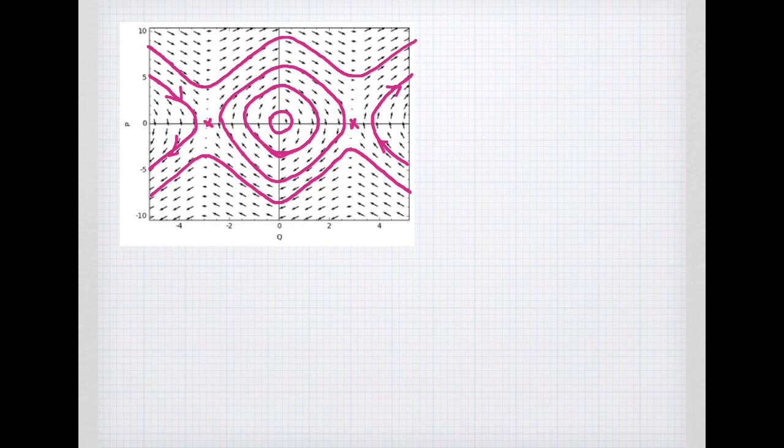So if I label the direction of motion on my orbits, I can see what my vector field is saying that I'm doing. So let's label these inside loops as well, so we get a sense of what's happening. And so these are some of the pictures of orbits.